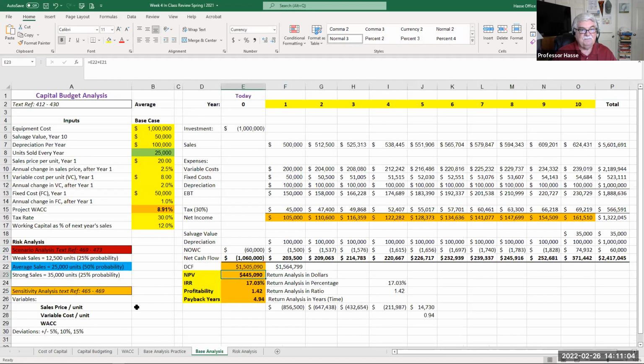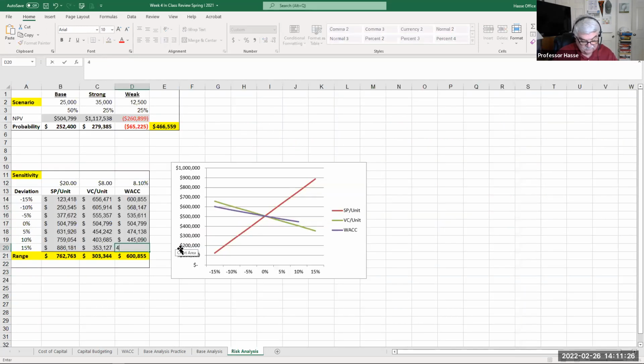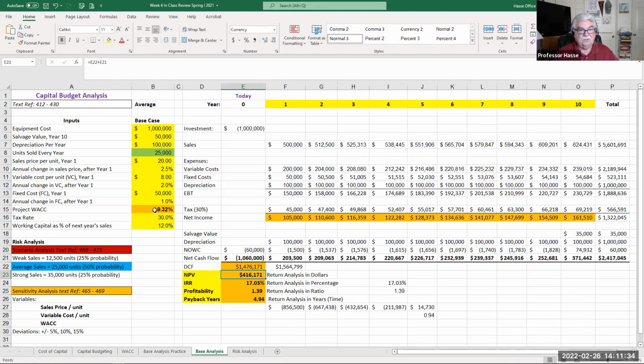And then finally, a 15% increase in our cost of capital, 1.15, 9.32. Adjust our formula. 932, 416,171 is our NPV. And there we go. As soon as we're done with that, let's make sure we put our numbers back to where they were before, so we avoid any confusion.